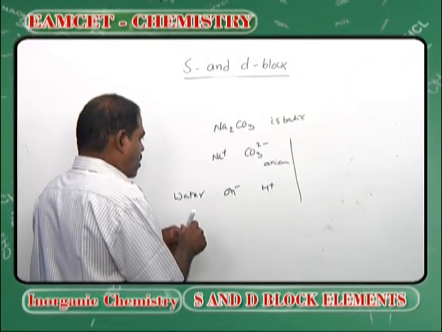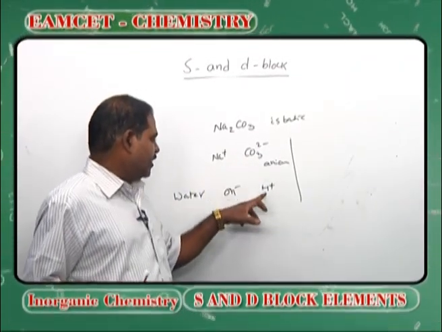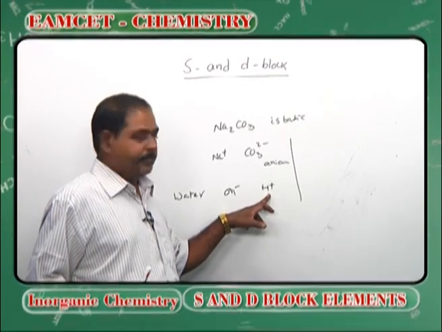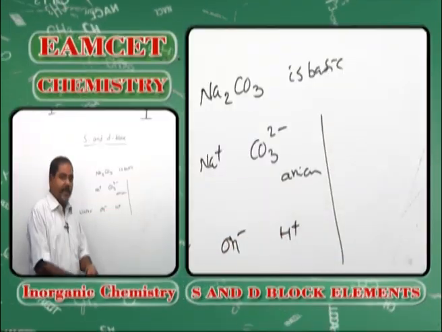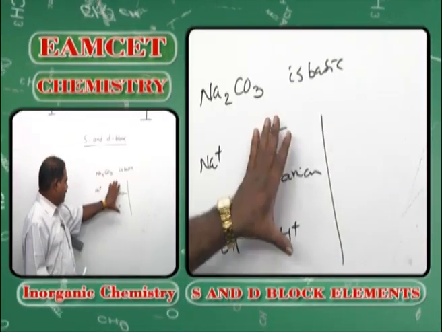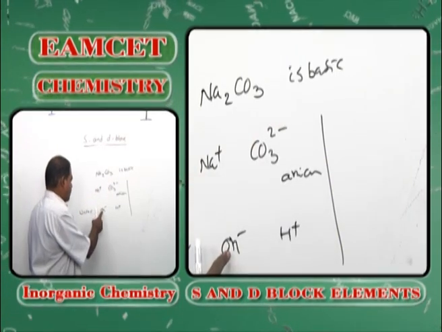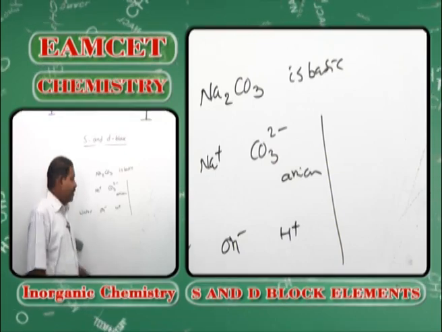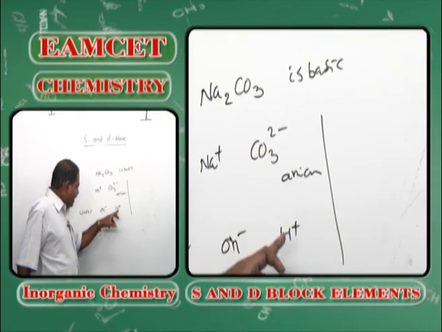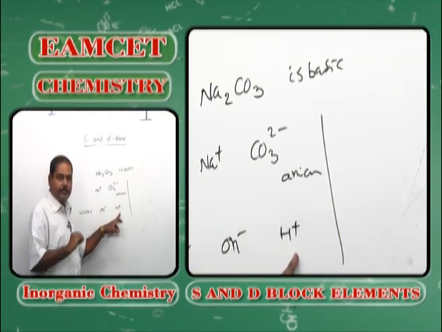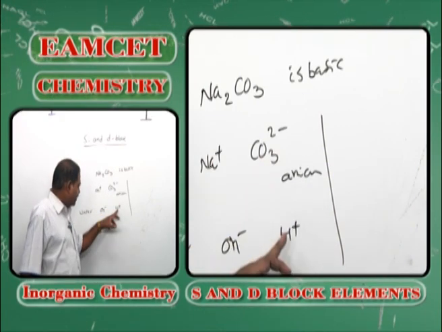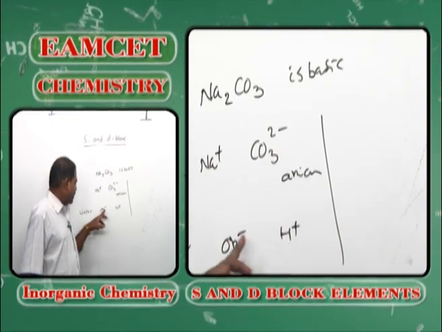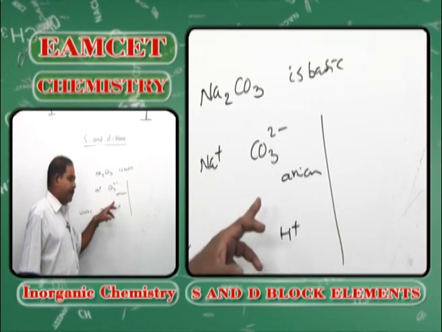Suppose CO3 2 minus reacts with H plus. Means CO3 2 minus has eaten H plus, taken away H plus. Now OH minus remains, so the solution is basic. So when will a solution be basic? When the anion eats H plus, OH minus remains and the solution will be basic.